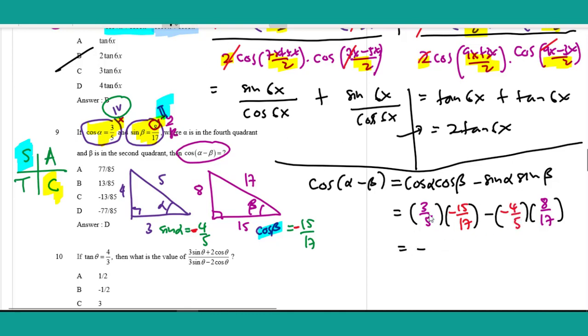Simplify. Negative 3 times 15 is equal to negative 45 over 85, minus this one is plus, because of negative times positive. Then here is negative 32 over 85. Then the total is negative 77 over 85. The answer is D. Okay, this is D. That's it for number 9.